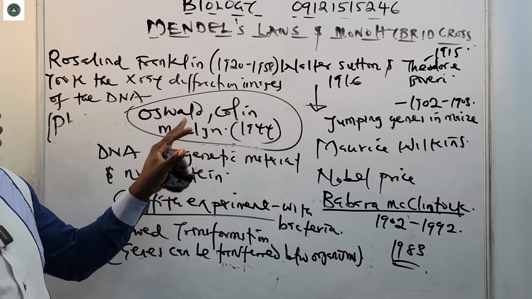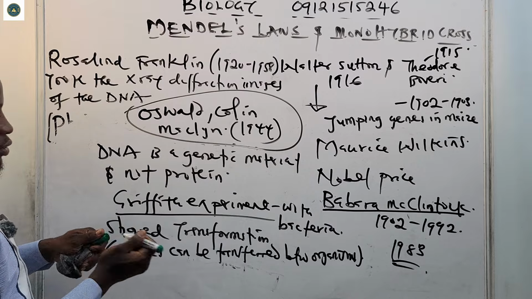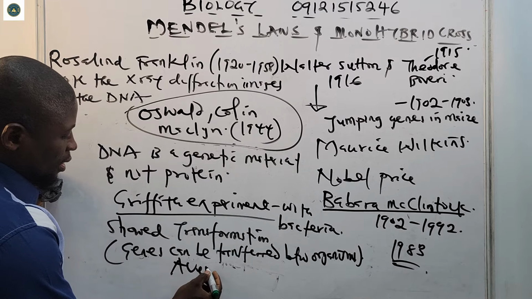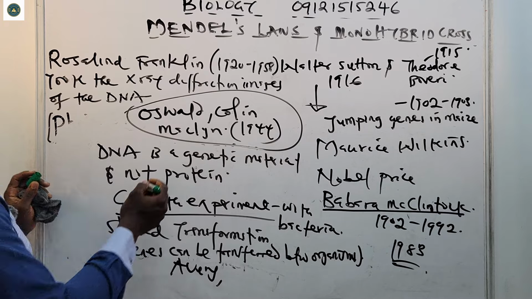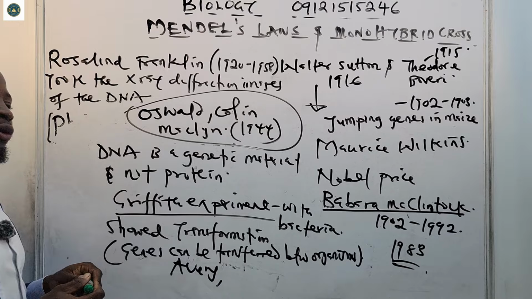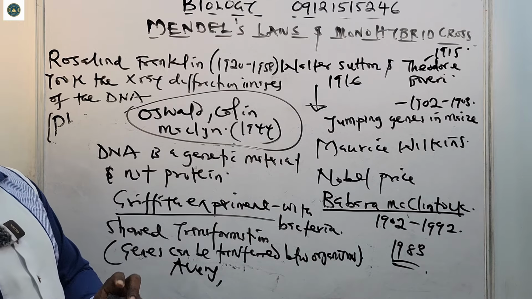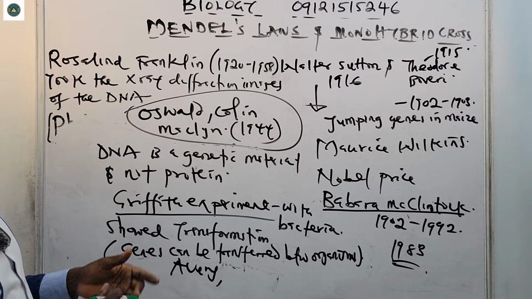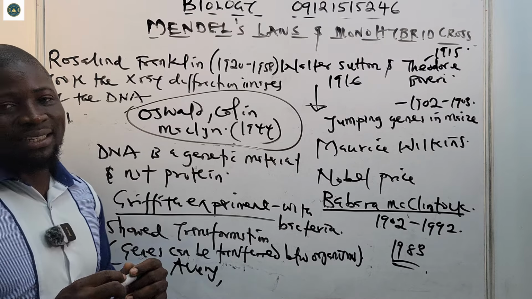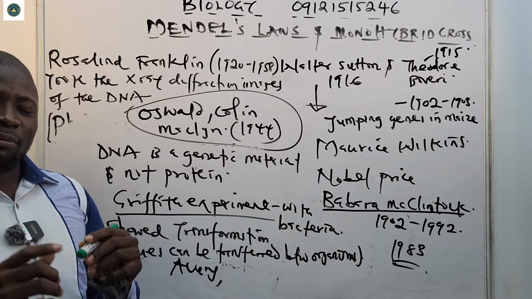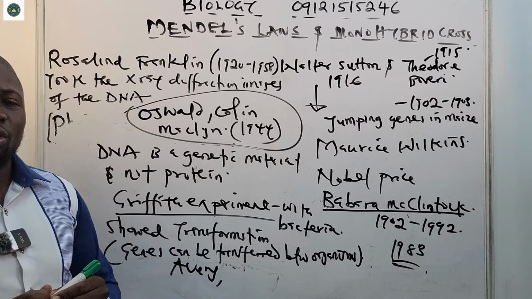Oswald Avery, Colin MacLeod, and Maclyn McCarty. In the year 1944, they proved that DNA is a genetic material. And the genetic material is DNA, not protein.